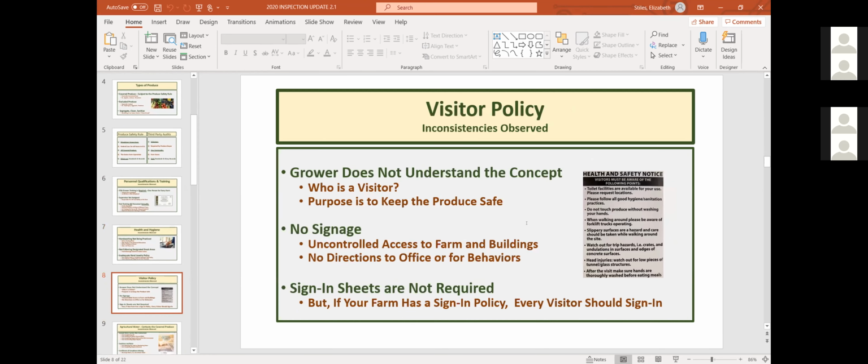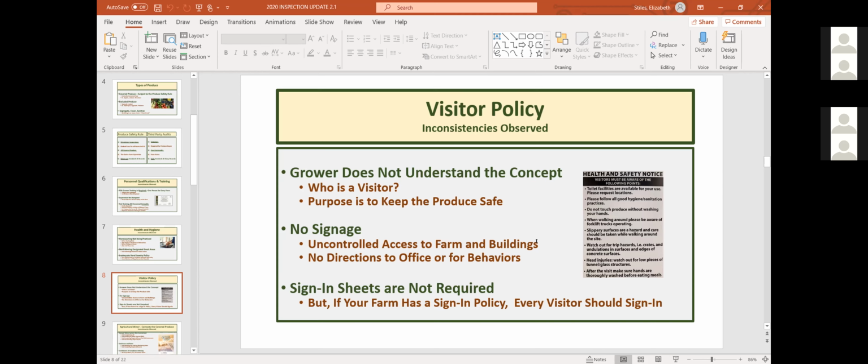So the visitor policy is another interesting one. A lot of farms don't understand who the visitor is. They say, well, nobody comes onto my farm, but that's not the case. You have people delivering fertilizer and seeds and picking up produce and inspectors and so on. And basically anyone can go on if you don't monitor that. So a visitor is anyone who really doesn't work for you, who comes onto the farm. The concept is to keep the produce safe from contamination and or adulteration.